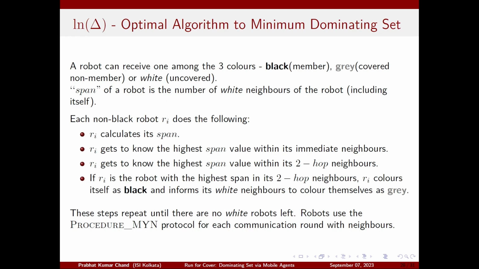The process continues till there are no white robots left. To communicate, to get the information from the neighbors and the two hop neighbors, the robot uses the similar procedure MIN as defined earlier for each communication round with its neighbor.